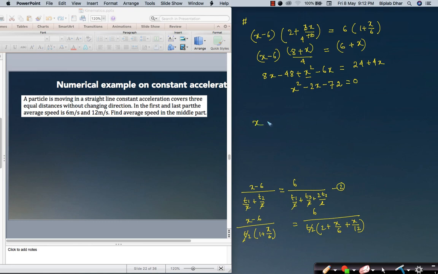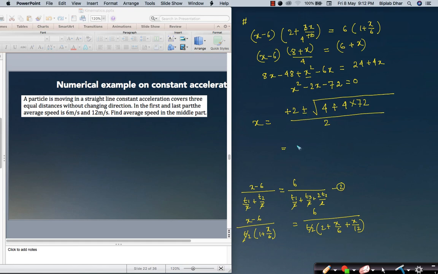So x will be minus b plus minus under root of b square minus 4ac, so that is 4 into 72, divided by 2, right?